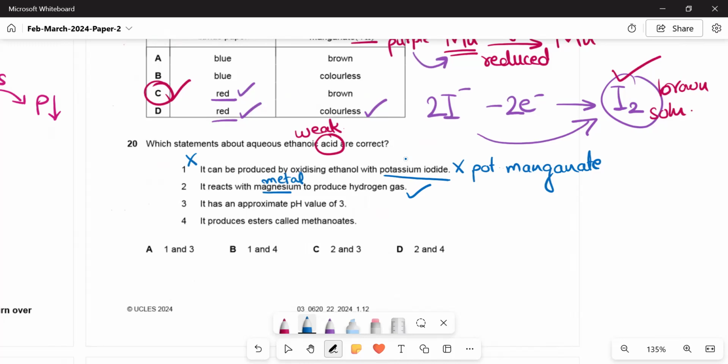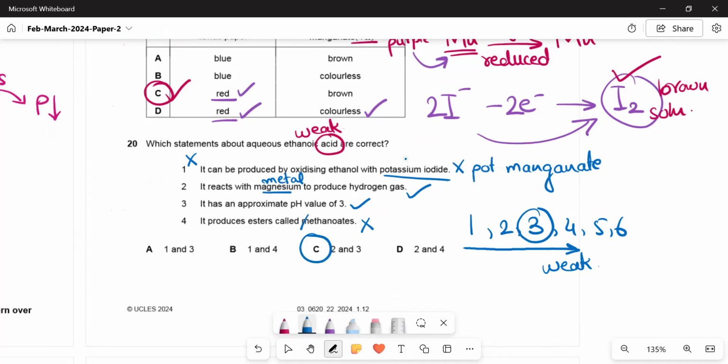Then statement number 3, it has an approximate pH value of 3. This one is also correct. Approximate means, see, pH 1, pH 2, pH 3. As we increase in the pH, the acid becomes weak, 3, 4, 5, 6. So approximate pH 3 means it is going to the weaker side. So this one is correct. It produces esters called methanoate. This is wrong because ethanoic acid will produce ethanoates, not methanoates. So statements 2 and 3 are correct. Option C is correct.